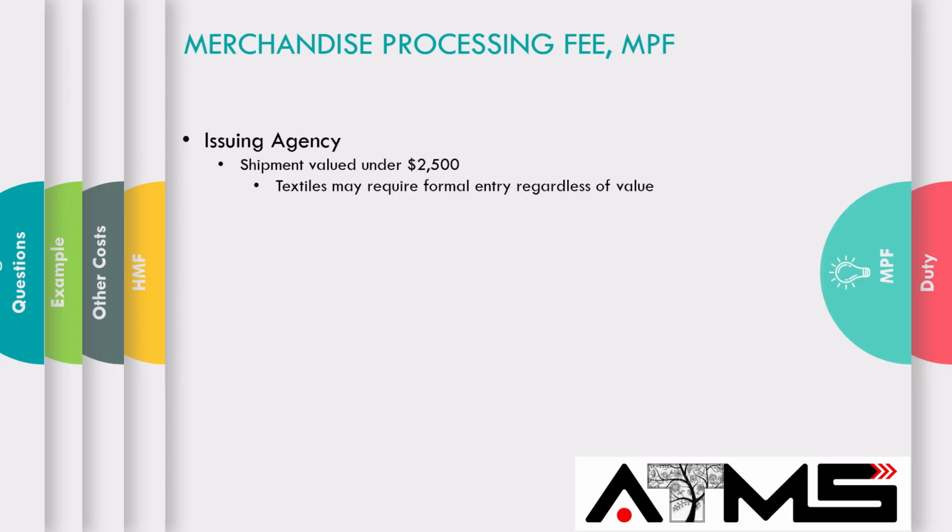For informal entries, which are typically for goods valued at $2,500 or less, though exceptions apply for textiles. Items personally imported or sent via express delivery or mail valued under $800 may also be considered informal. These rules were changed under the second Trump administration.